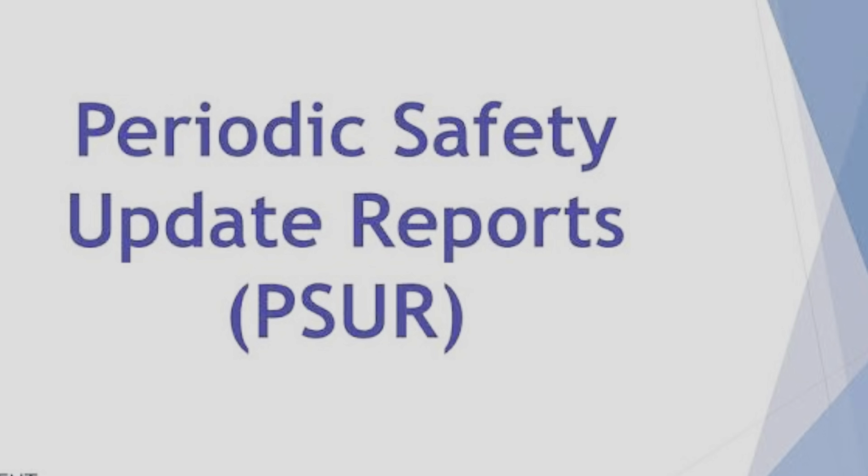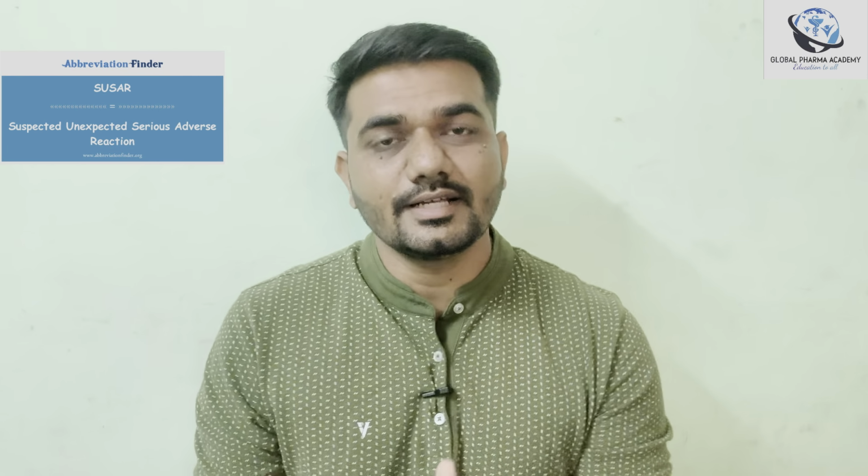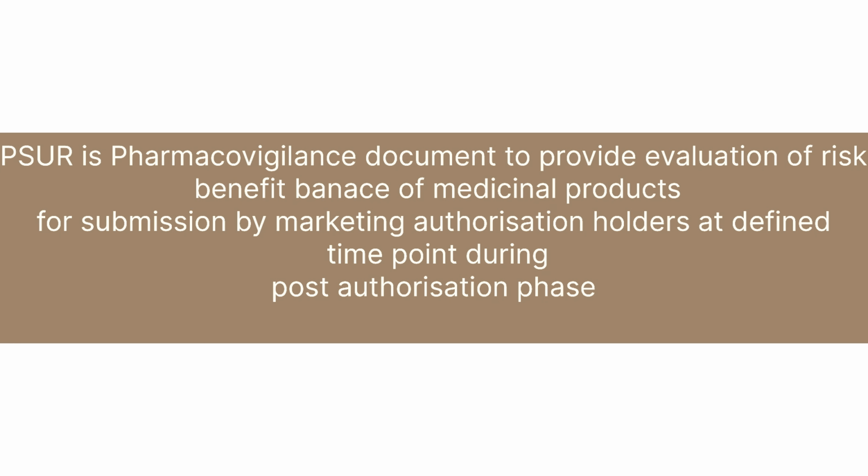So here you saw the PSUR, periodic safety update reports, and the SUSAR, suspected unexpected serious adverse reaction. These are two terminologies. About the PSUR, what do you mean by PSUR? It is a pharmacovigilance document intended to provide evaluation of risk benefit balance of a medicinal product for submission by marketing authorization holders at a defined time point during the post authorization phase. So this is all about the pharmacovigilance information. I hope you will get an understanding of the various databases, then ICH guidelines and the remaining terminologies.